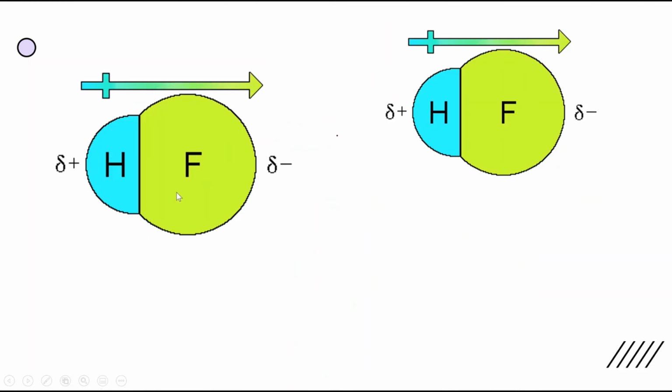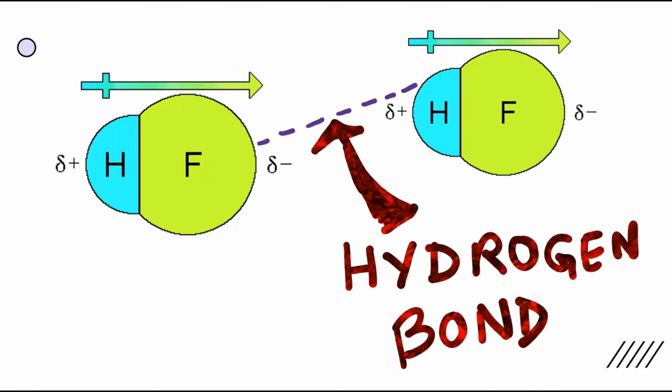Similarly, if you can see, it is the hydrogen and fluorine atom, and fluorine is more electronegative, so the electrons will be more attracted towards fluorine. Delta minus charge will be developed across fluorine, and delta plus charge will be developed across hydrogen, and hence there is a bond formation between the opposite charges, of course, because we know that like charges repel and opposite charges attract, and this bond we call a hydrogen bond.